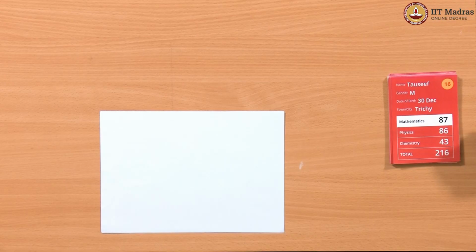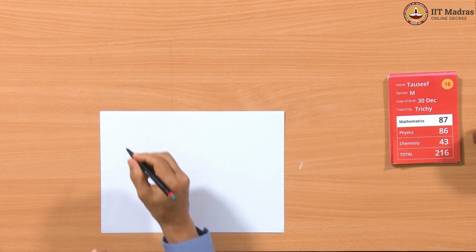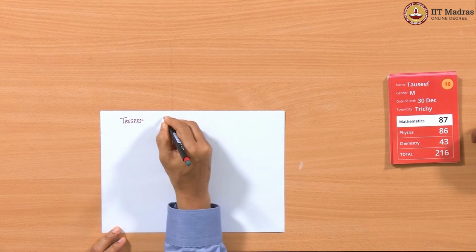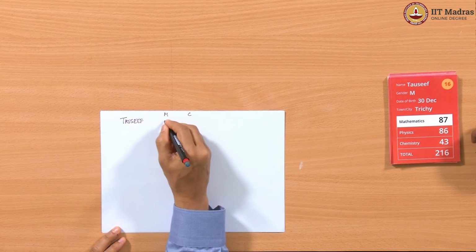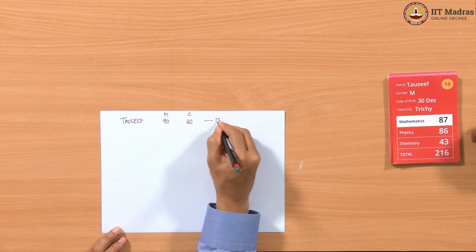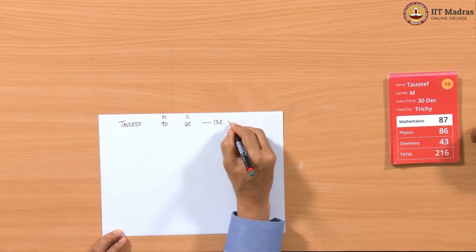I won't give you the marks; giving the marks is too much. Maybe you can just round off to the nearest 10. Okay. So let's take Tausif, for example. Maths 90 and chemistry 40. So the total is 130, and then I will multiply by 1.5.